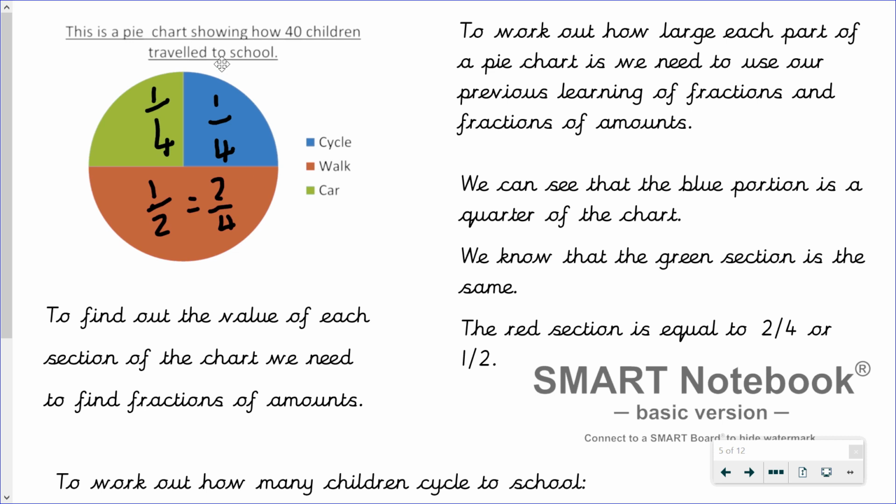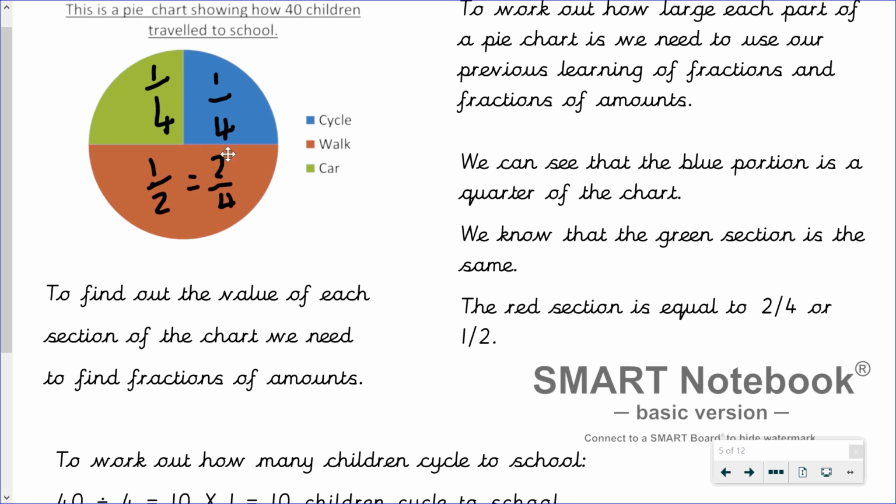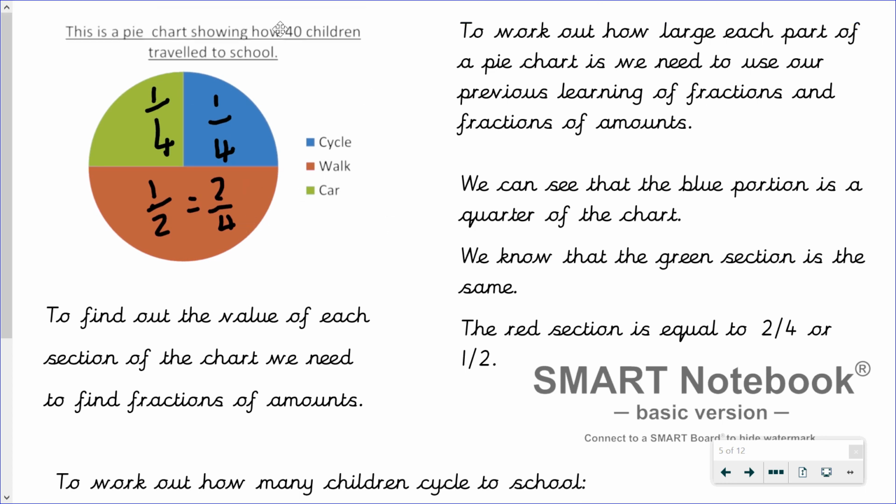And we can see that blue portion, you fit 4 of them in the whole circle, so we know that's a quarter. The green section is exactly the same, so that's a quarter. And the red section is equal to 2 quarters, but we can simplify that to a half if we like. So then, to work out how many children did each, because it shows our 40 children traveled to school, we need to use what we learnt a couple of months ago about fractions of amounts.